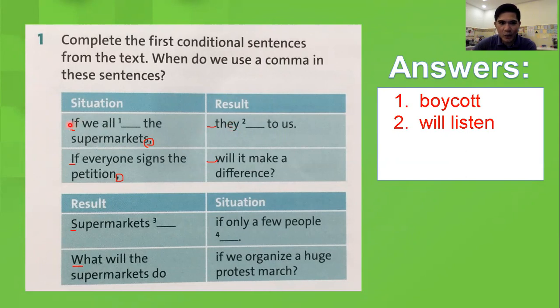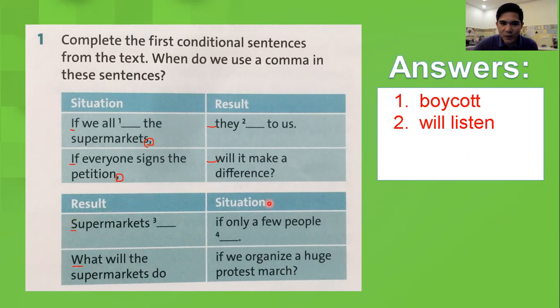Get it? So we use if, and then we all boycott in the present simple. That's why we use boycott in the present simple. We use the comma. They, as a result, we use will. And then the verb listen. Number two, next sentence, if everyone signs, present simple, the petition, we put comma, will it make a difference? Question mark. This time, it's question form. If phrase first, then the result, and then question mark. Easy, right? Now let's go to the third.